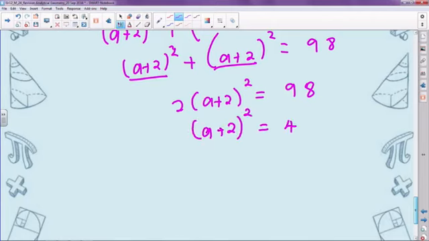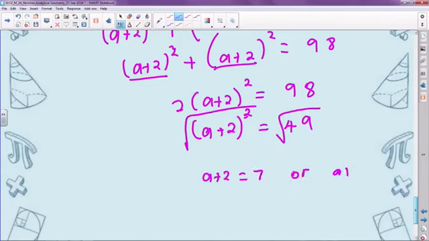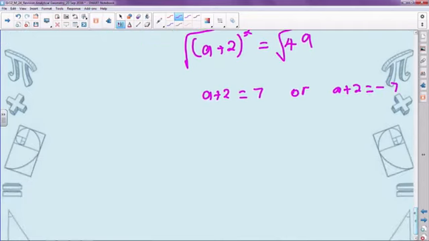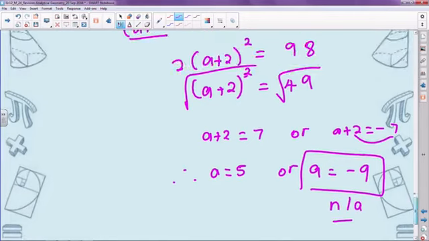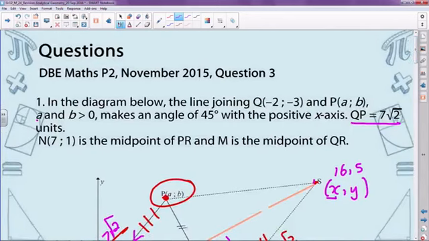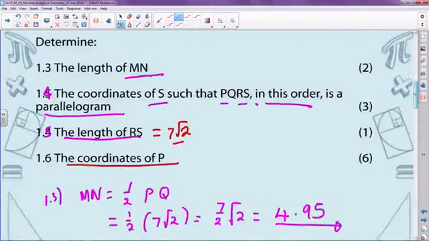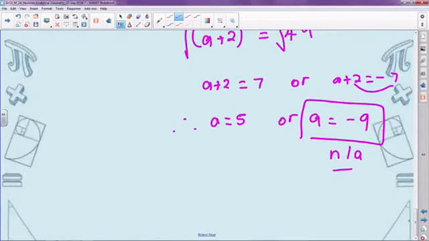98 divided by 2 is 49. I want to get rid of the square, so therefore I'm going to square root both sides. So I get a plus 2 is equal to the square root of 49, which is 7, or the negative square root of 49, which is negative 7. So therefore we get a is going to be equal to 7 minus 2, which is 5, or a is equal to minus 9. Now, this answer, a is equal to minus 9, is not applicable. The reason we don't use a is equal to minus 9 is that right in the beginning, they said to us that a and b are greater than 0. We also saw that point P falls into the first quadrant. So therefore, a is equal to 5 is the answer for the x coordinate at point P.